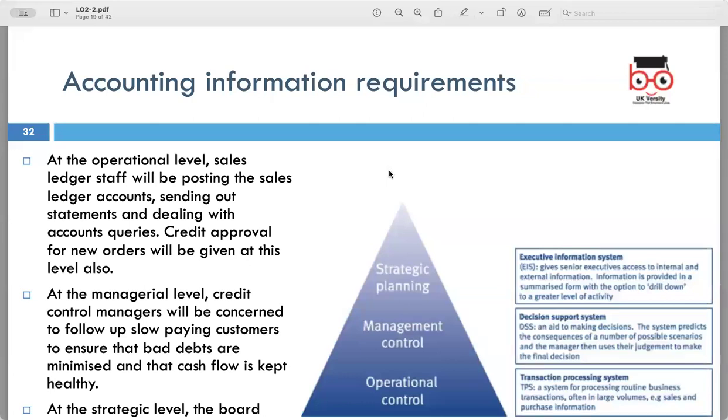The credit control managers will be concerned about following up with clients who are sluggish to pay in order to ensure that bad debts are kept to a minimum and that cash flow is maintained in a healthy manner. At the strategic level, the board could come to the conclusion that additional money is required and that invoice discounting or factoring debts could be beneficial strategies to raise some cash.